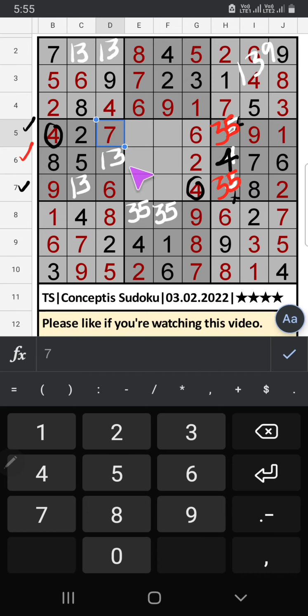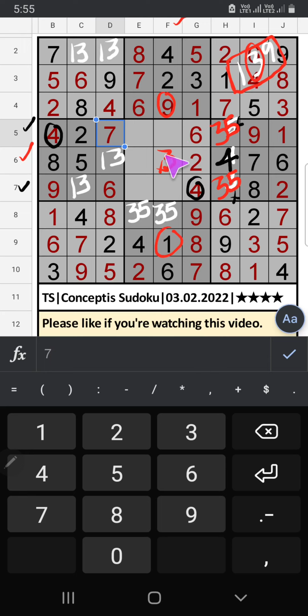Sixth row, only 3 numbers are remaining, 1, 3, 9. Column F, we have 1 and 9. So 1 and 9 can't come in this cell, it will come in one of the cells, then only one number is remaining, 3. 3 is confirmed here.